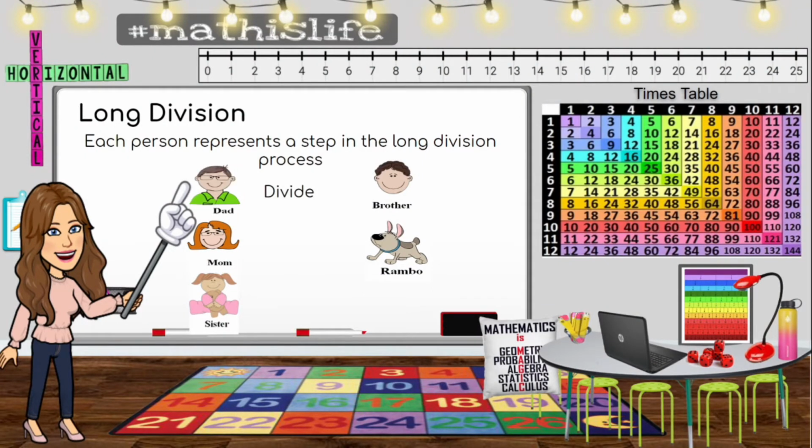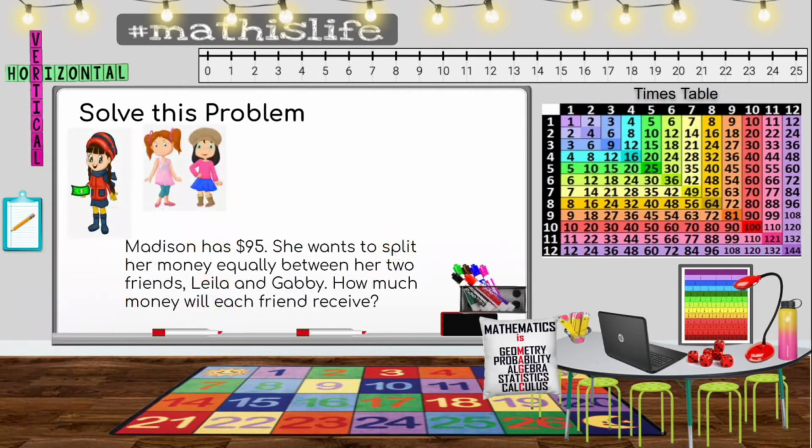Dad represents division, mom represents multiplication, the little sister represents subtraction, the brother represents bringing down the next digit in the dividend, and our little pet Rambo represents a reminder to either repeat the entire process and start over with dad or go ahead and make our difference our remainder. So let's see what this looks like in this problem.